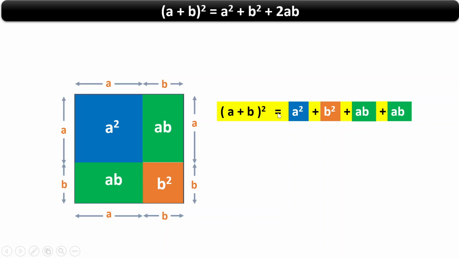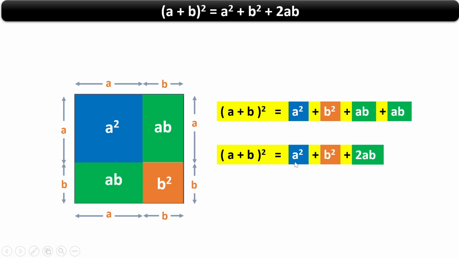(a plus b) whole square is equal to a square plus b square plus ab plus ab. So let us simplify this. (a plus b) whole square is equal to a square plus b square plus ab plus ab, which is equal to 2ab. That's all. This is how the (a plus b) whole square formula has been expanded. I hope you can understand this. You will not forget it in your life if you understand this concept. If you have any doubts, please comment in the comment section.